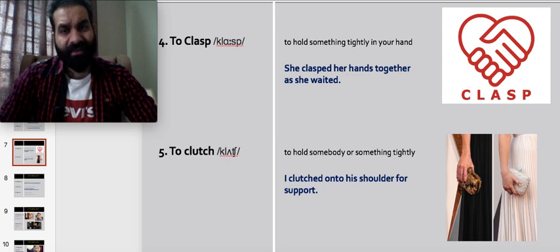To hold something tightly in your hand. I hope it's shown in the picture as well, you may get it better. She clasped her hands together as she waited.